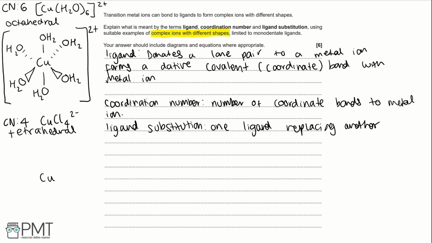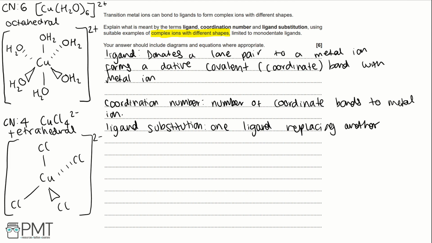For clarity we can write tetrahedral, but we also need to show the 3D arrangement. So that's going to be Cu, or copper, in the middle, and then we have our wedges to signify it being a tetrahedral arrangement. And we don't need to worry about what part of the ligand is going to form the coordinate bond with copper because we've only got chlorine. So chlorine is going to be attached at each wedge, and we need to remember our 2- charge.